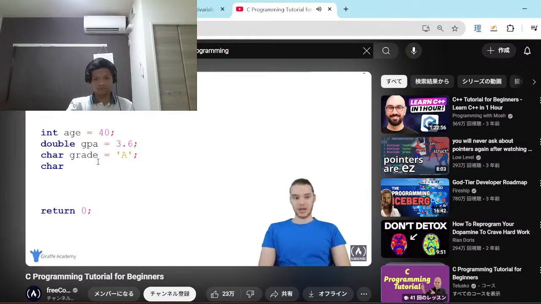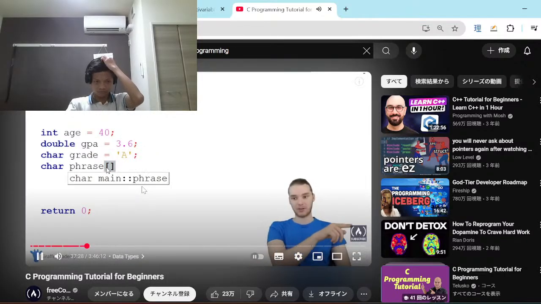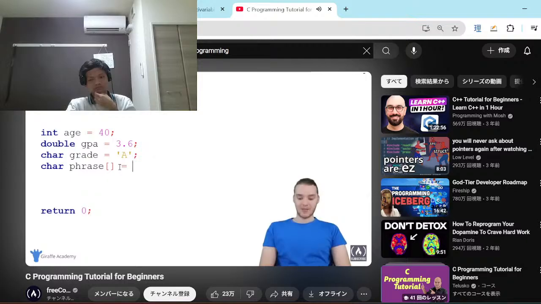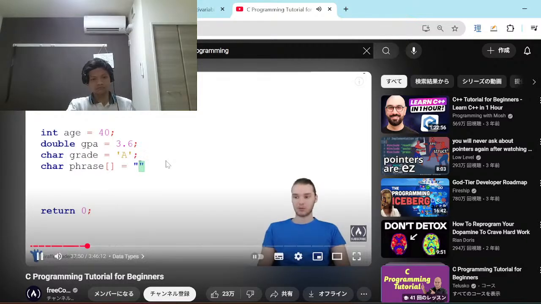So I can basically say char, I can type out the name of the string that I want to create, so I can say like phrase, and then after this I can make an open and closed square brackets. And this is basically going to tell C that we want to string a bunch of characters together. And what we're actually doing is creating something called an array, and I'm going to get into arrays later in the course, but just for now know that we can create a string of characters by using char, specifying the name, these open and closed square brackets, and then we can create this using two open and closed quotation marks. So instead of these single quotes up here, we're just going to use double quotes.